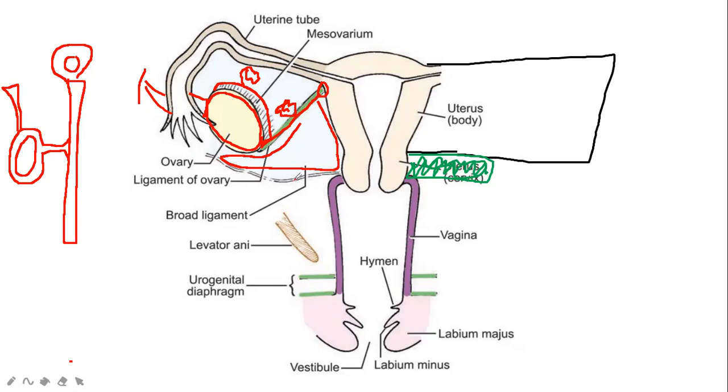Then we also see the uterine artery. The uterine artery, being a branch of the internal iliac, will first move within the parametrium, and then at the level of the internal os, move within the broad ligament.